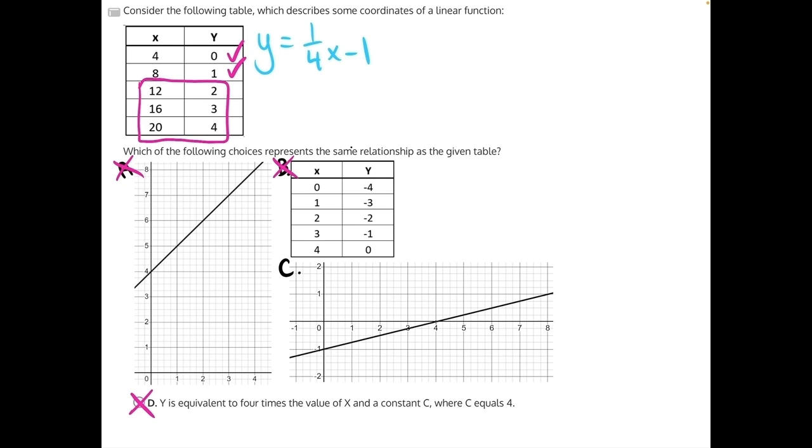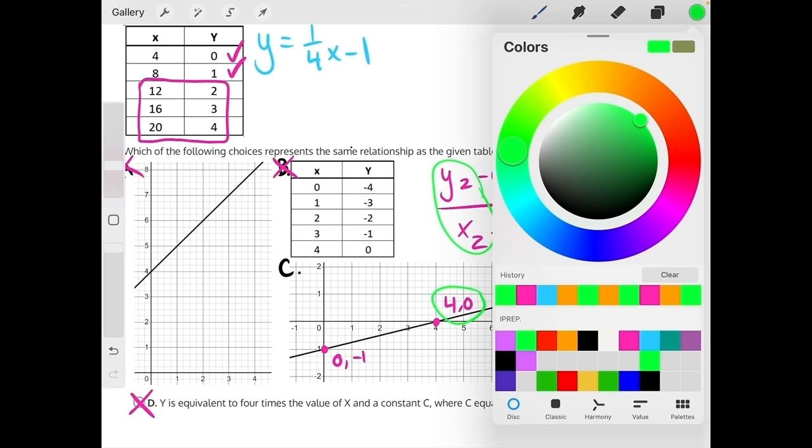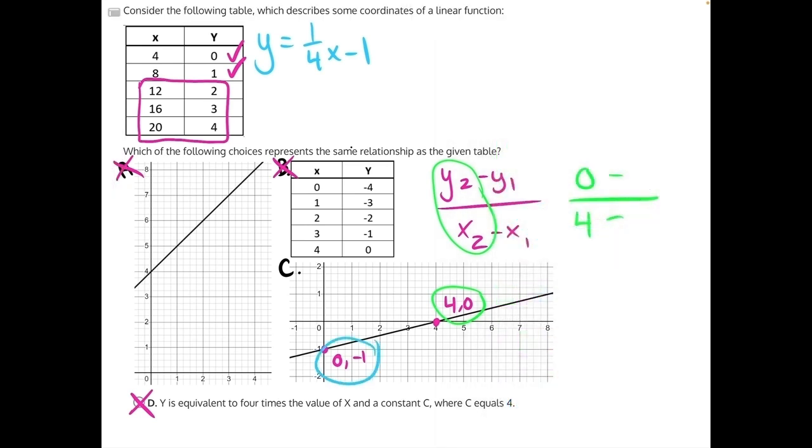So I'm going to pick these 2 points to find my slope, 4, 0, and 0, negative 1. So I'll set up my y2 minus y1 over x2 minus x1, and I'm going to use this first point as my y2 and x2. So I'll have 0 over 4, and both of these are minus our other point, negative 1 and 0. Subtracting a negative is the same as adding a positive. 0 plus 1 is 1. 4 minus 0 is 4. So we know our slope is equal to 1/4.